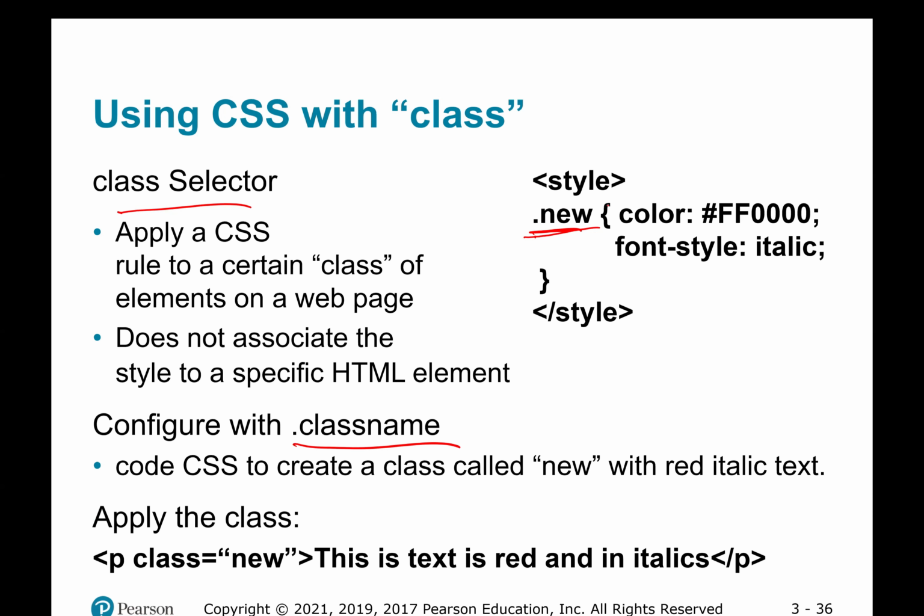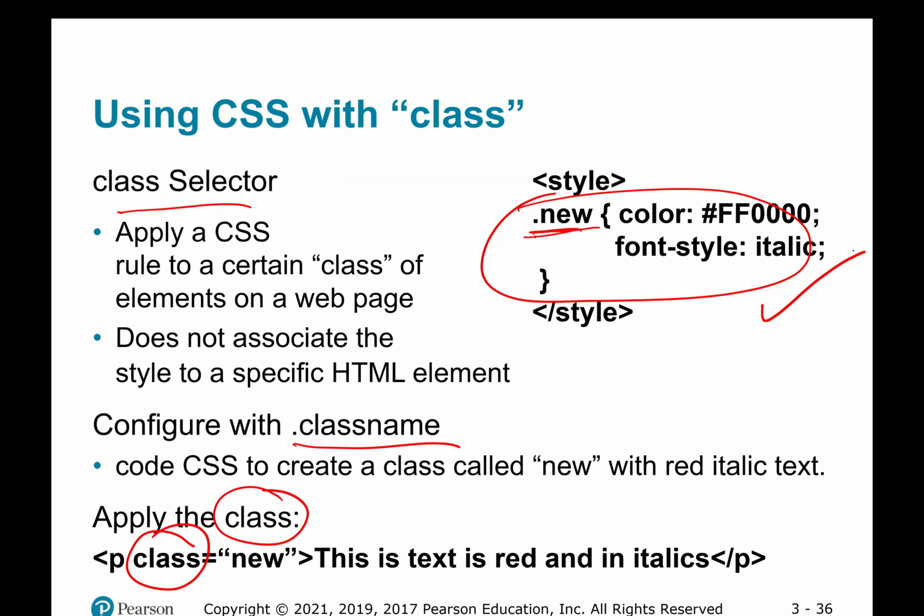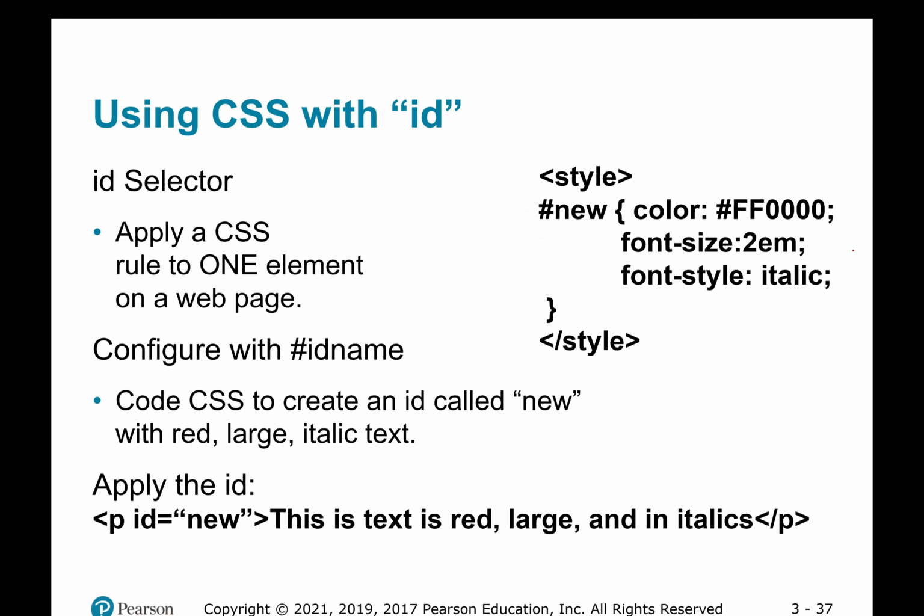Now we have a rule here, right? How do we apply this rule to a specific element? What we have to use is the class attribute, and as a value, we put the name of the class. And then whatever rule is defined here is going to be applied to the paragraph. So this is the class selector.